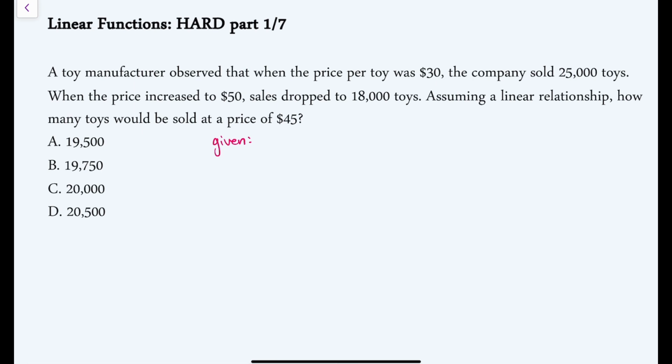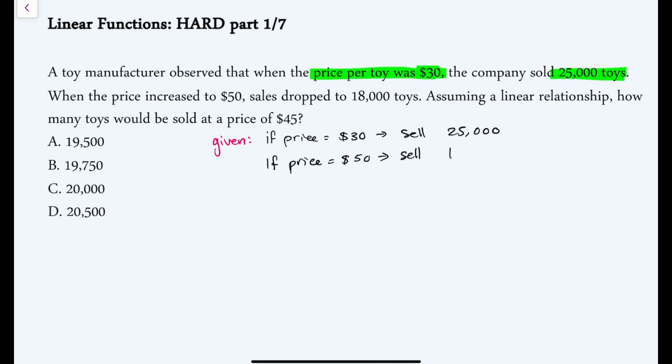A toy manufacturer observed that when the price per toy was $30, so if price is $30, the company sold 25,000 toys. Then he also said if the price increased to $50, they sell 18,000 toys. So we see a decrease, right? And that makes sense. When prices increase, people tend to buy less.